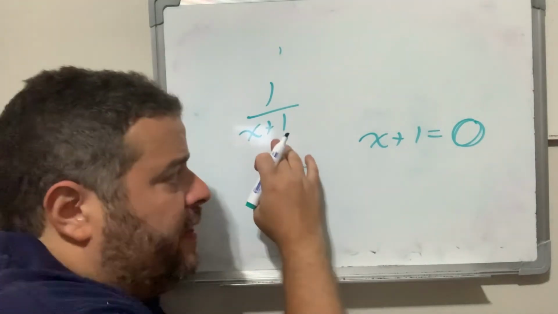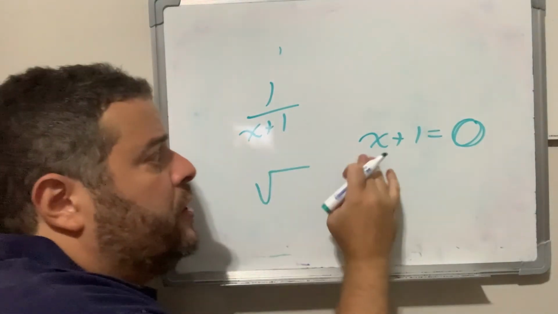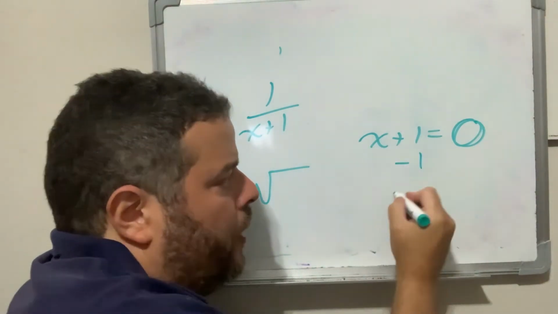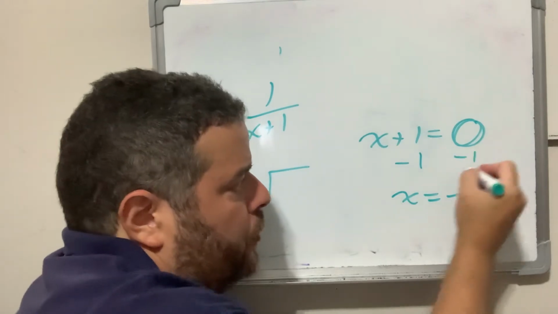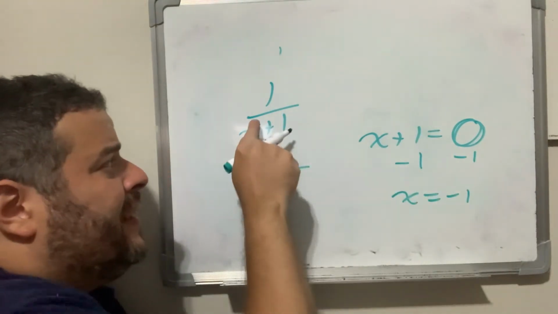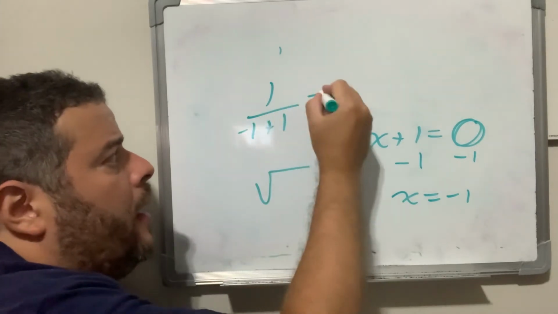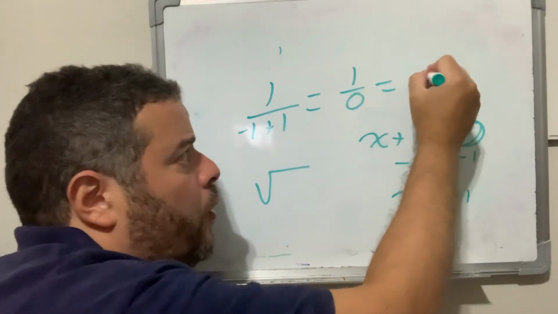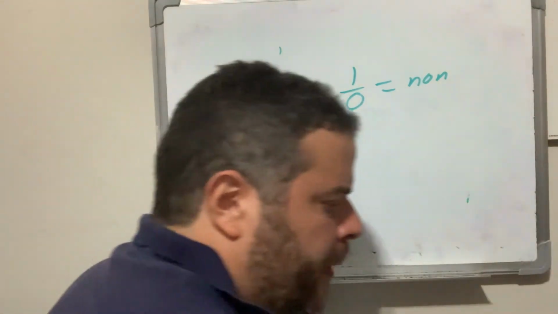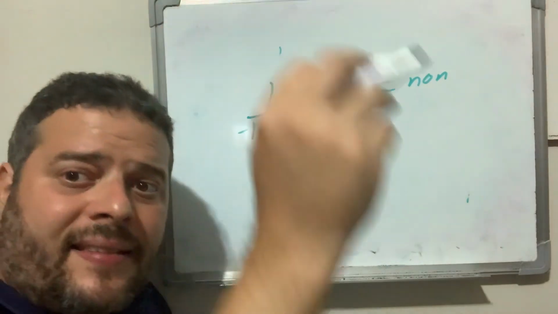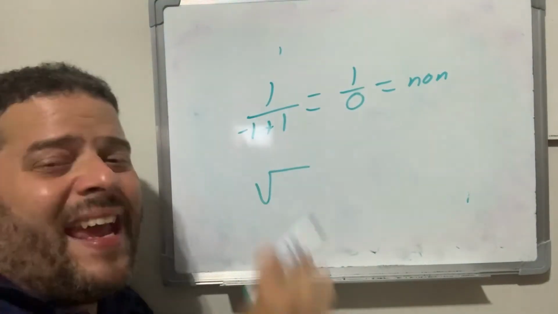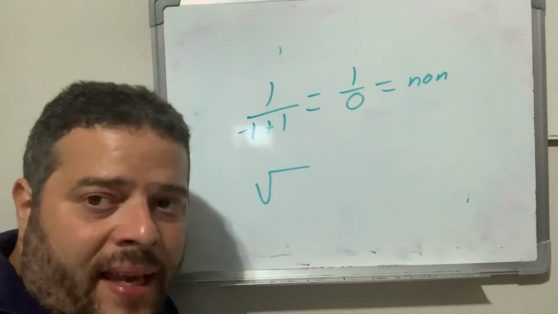So in this case, what you do is you set your denominator equal to 0 and isolate your x. My x is -1. So when x is -1, I would end up with 1 over 0, or not a number. So the domain would be everything except what makes your denominator 0. So the domain would be everything except -1.